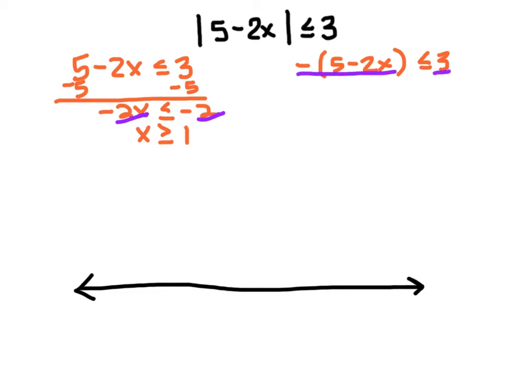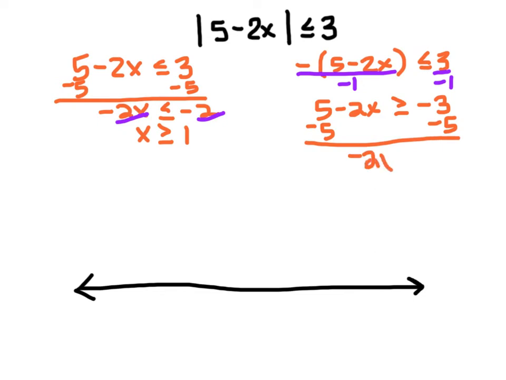And when I do that, I'm going to get 5 minus 2x. I divided by a negative, so greater than or equal to -3. I'm going to subtract 5, and I get -2x is greater than or equal to -8. I'm going to divide by the -2, and x is divided by a negative, so I'm going to flip it again, less than or equal to 4.